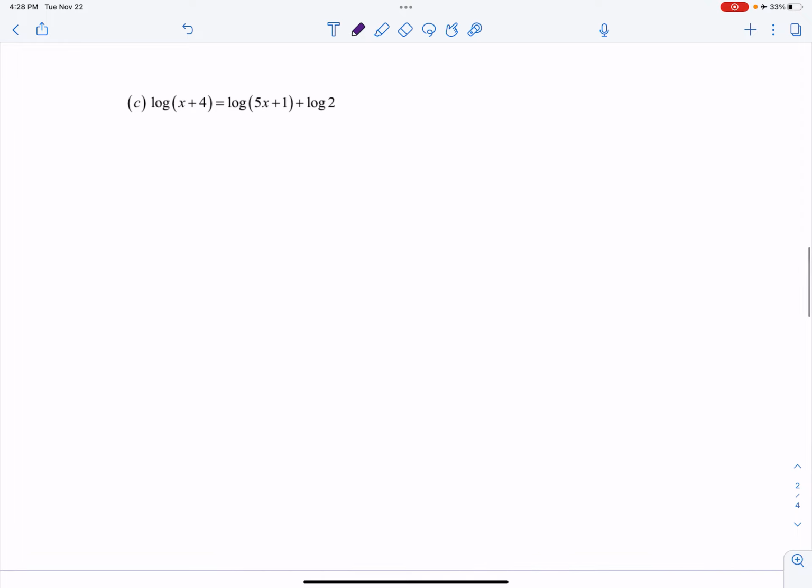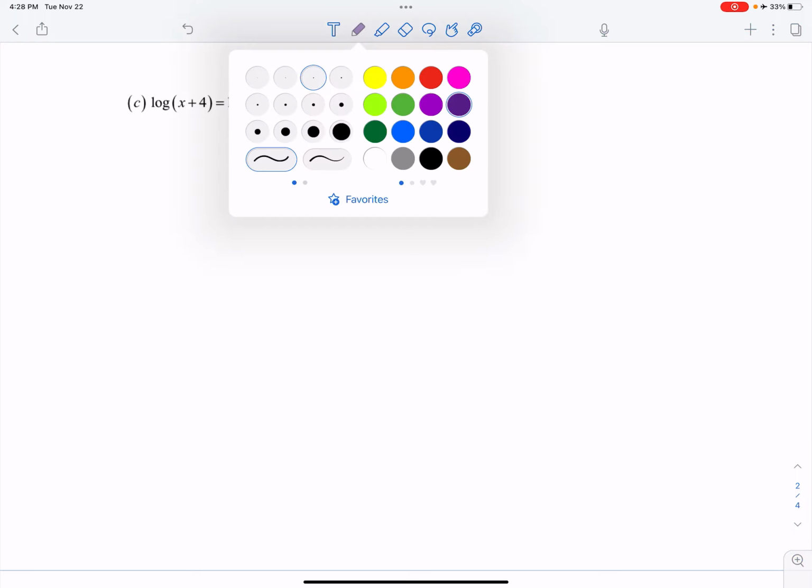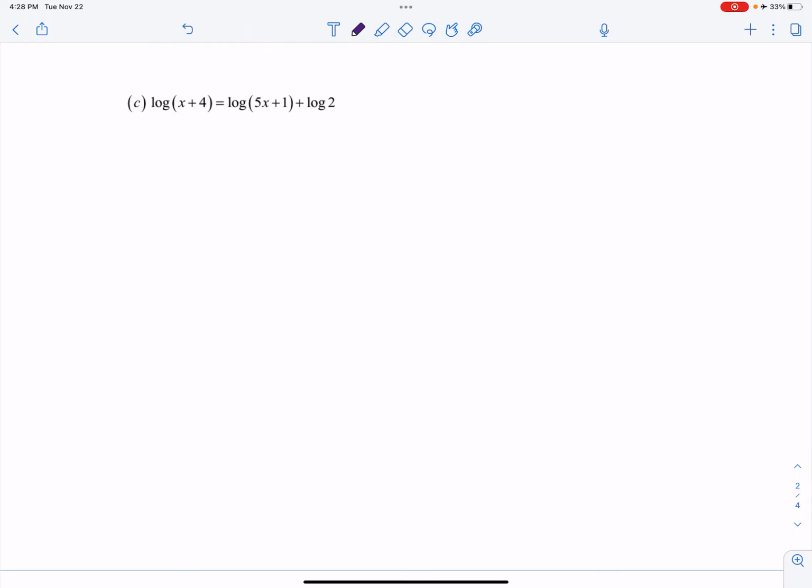Okay, let's try another one. Here we have log of x plus 4 equals log of 5x plus 1 plus log of 2. Again, the first thing I want to do is check my domain. That way I know what my boundaries are. We have x plus 4 must be greater than 0, and 5x plus 1 must be greater than 0.